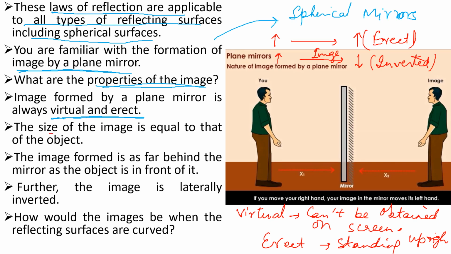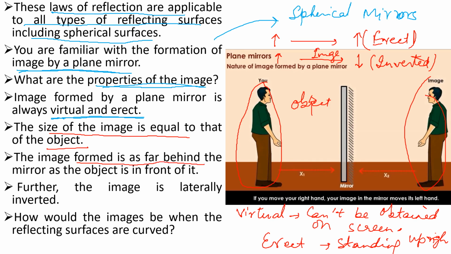Then we have the size of image is equal to the size of object. Now here this is my object and this is my image, and the sizes are same. Image formed is as far behind the mirror as the object is in front of it. What it means? It means that the distance of object from the mirror and the distance of image from the mirror are same.